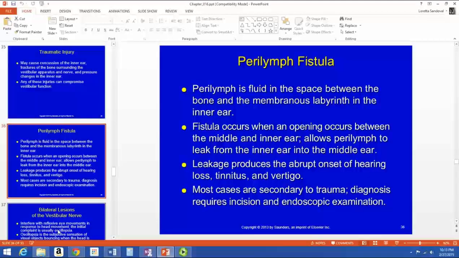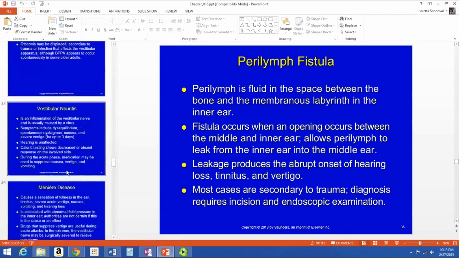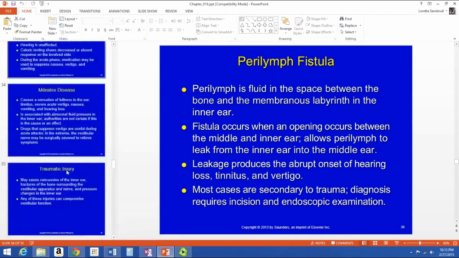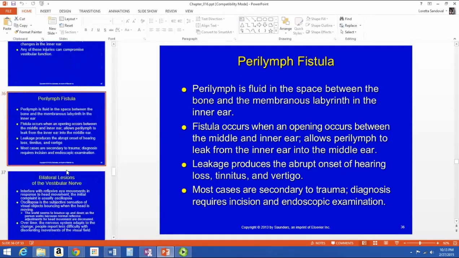A lot of times they're secondary to trauma, and they actually put a scope in there. They do an incision and scope to find the perilymph fistula. So that's not one that you usually see in physical therapy because it's a surgical intervention. The ones that you usually see in PT are the vestibular neuritis and the BPPV.